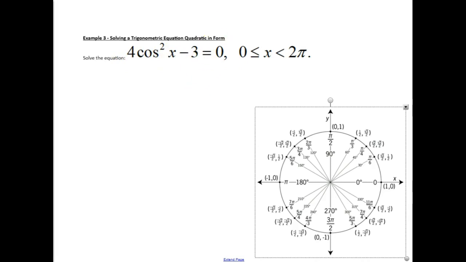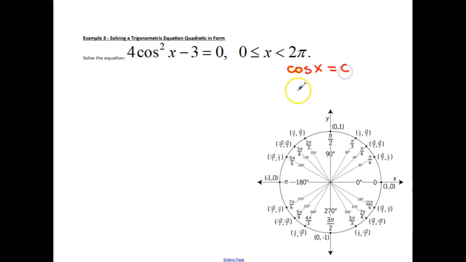If it looks too complex and you're not sure where to get started, you can always write over to the side and you can say, let cosine of x equal c. Then you're left with 4 times c squared minus 3 is equal to 0. Can you solve this quadratic equation? Absolutely. You have to add 3 to both sides, then you divide by 4. That gives you that c squared is equal to 3/4.